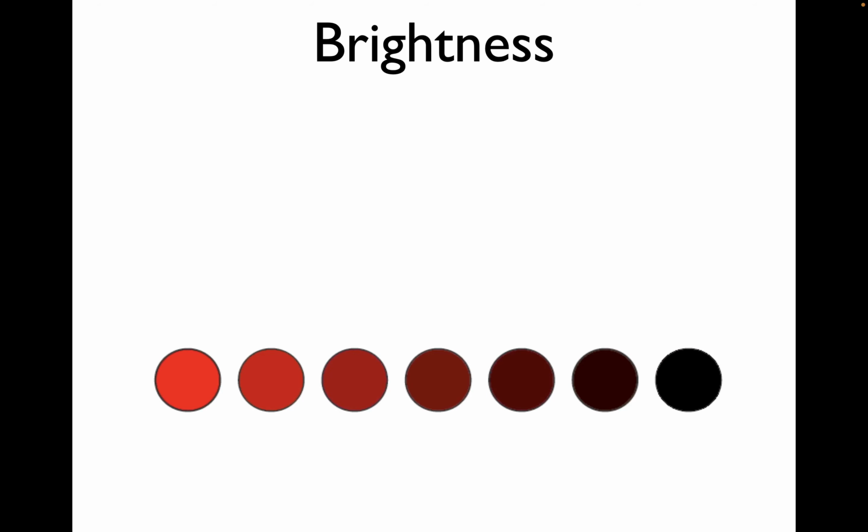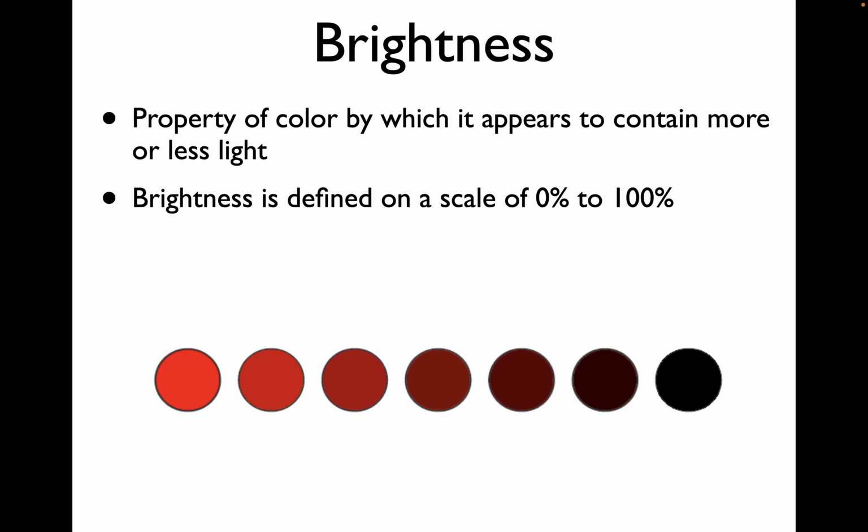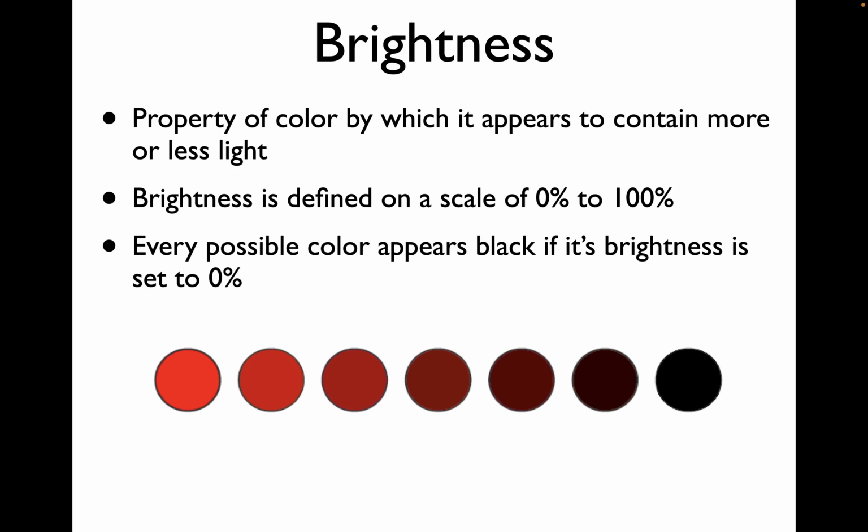Brightness. This is the hardest one, I think, for most people, so I'm not even going to bother to ask you guys. But this is the thing to keep in mind. It's a property of a color by which it appears to contain more or less light. And brightness is also defined on a scale of 0 to 100, a percentage scale.